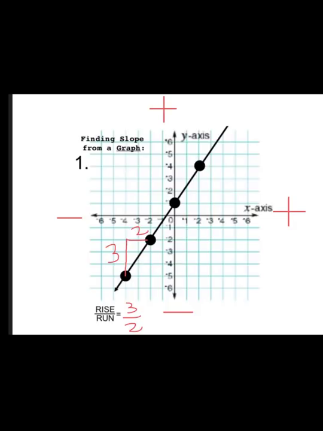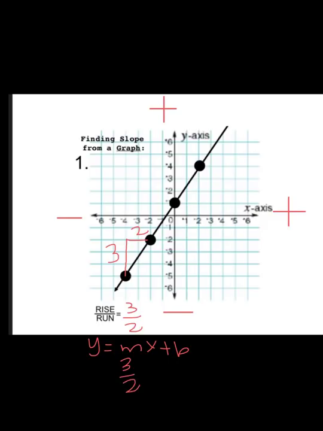Now, you don't have to change this to decimals. You can just leave it as an improper fraction because that would tell us exactly we need to go up 3 and 2 to the right. So my equation, I'm going to say y equals mx plus b. And I'm going to replace the m with 3 over 2 because that's the slope of the line.